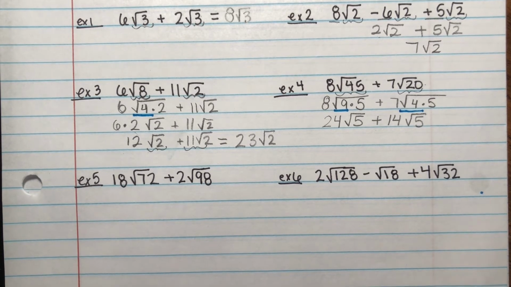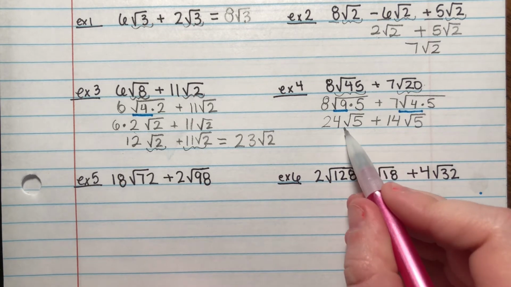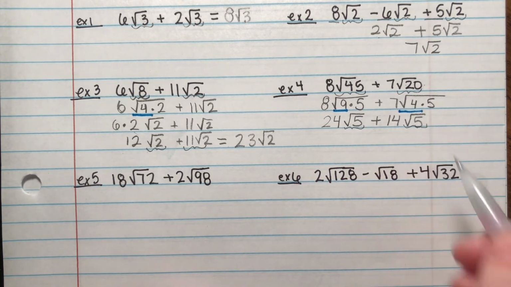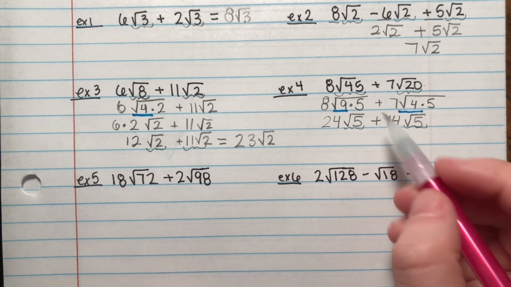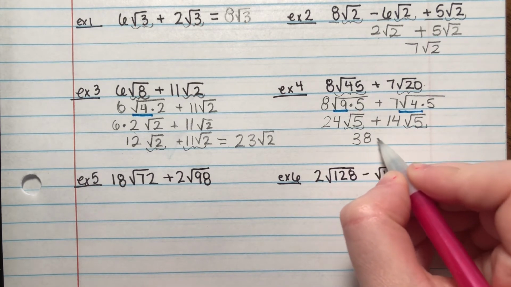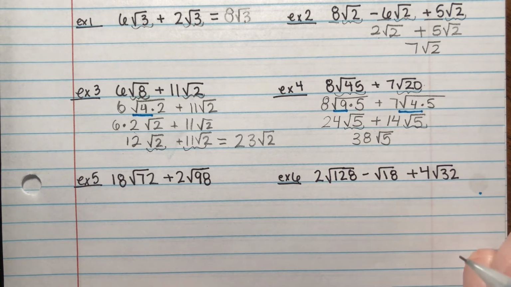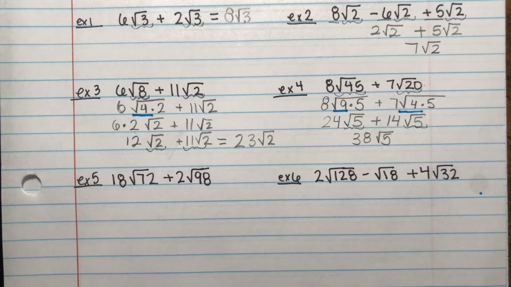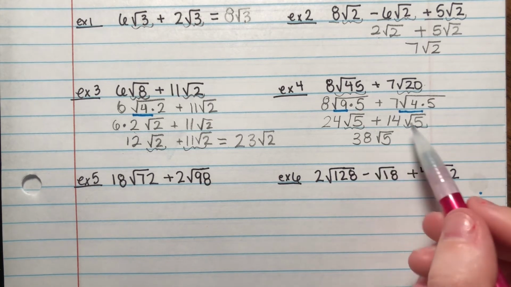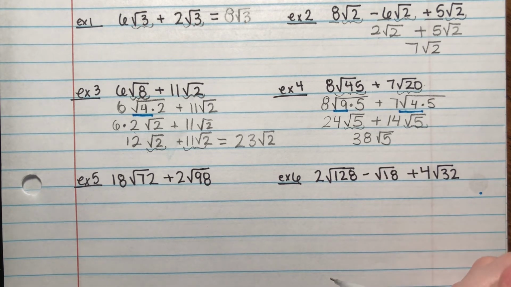All right. Now, do I have the same radical? Yes. So I can add my coefficients. So 24 plus 14 is going to give me 38 square root of 5. And that will be my final answer. And hopefully you're kind of seeing a pattern here. Basically, we're simplifying so we can get the same radical here. Then we can add our coefficients.